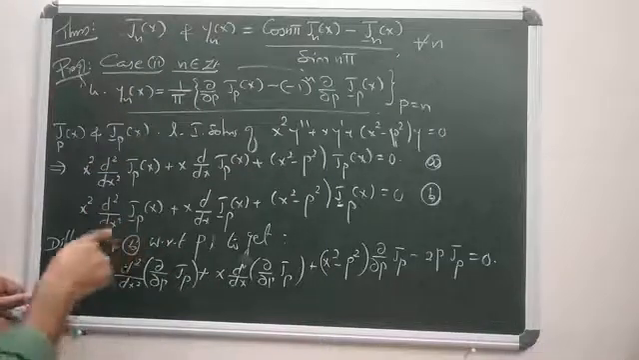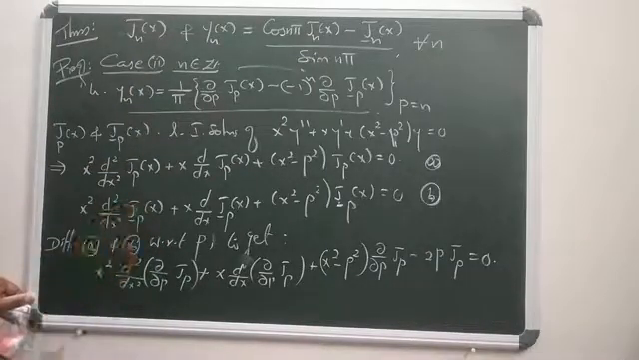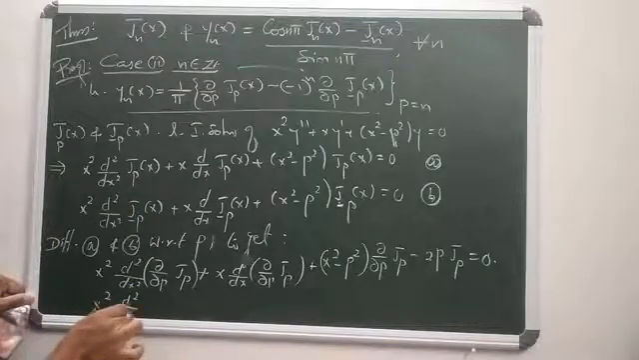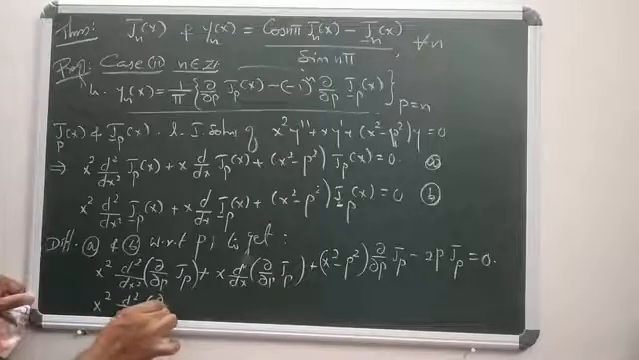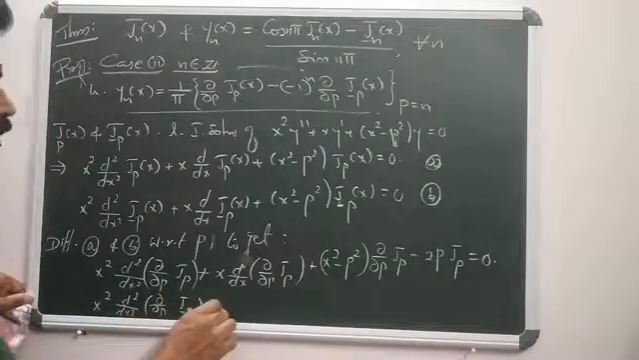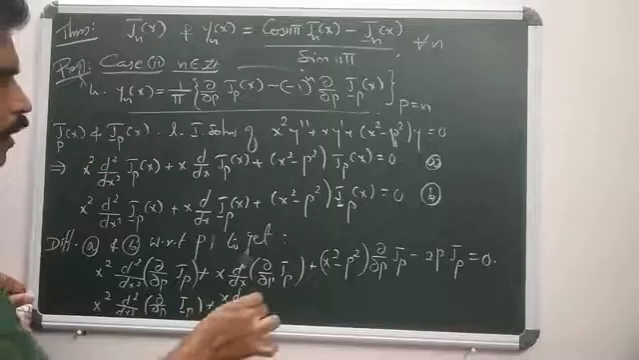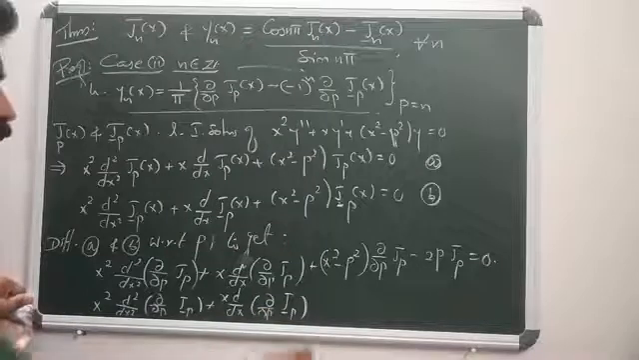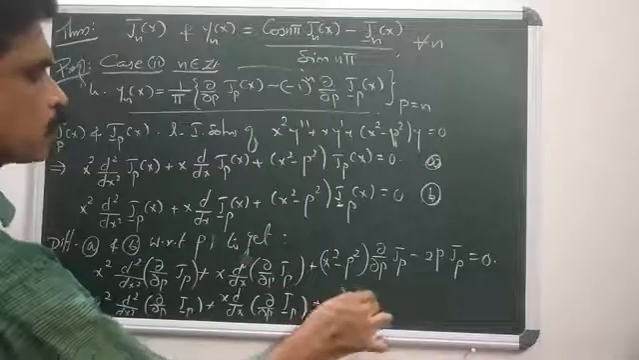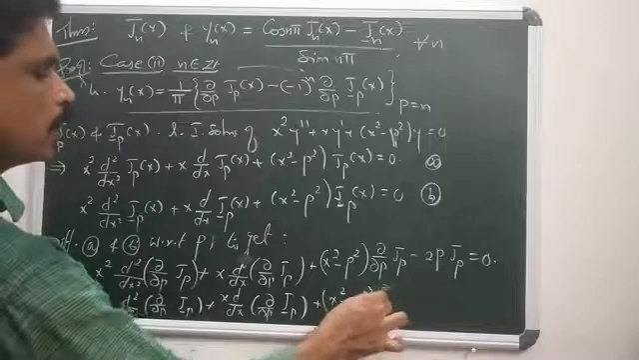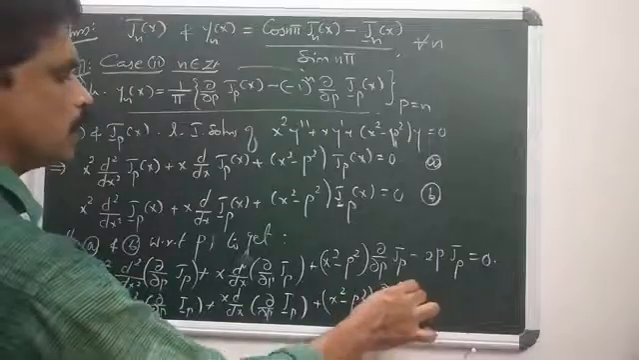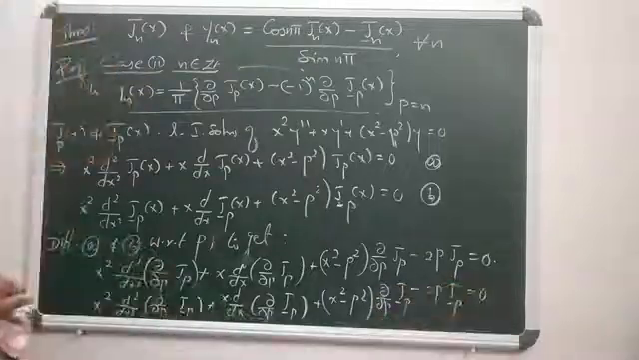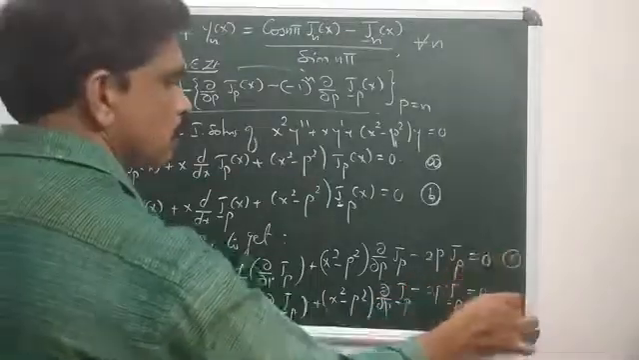Similarly, you can differentiate equation B with respect to p. You have x square d square by dx square of del by del p of J_{-p} plus x d by dx of del by del p of J_{-p} plus (x square minus p square) into del by del p of J_{-p} minus 2p J_{-p} equals 0. Then you can call these equation C and D.